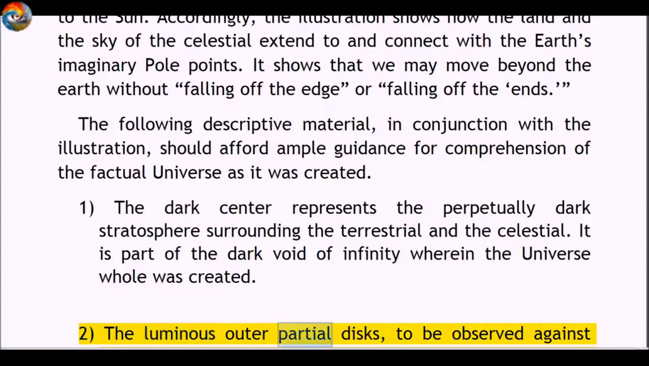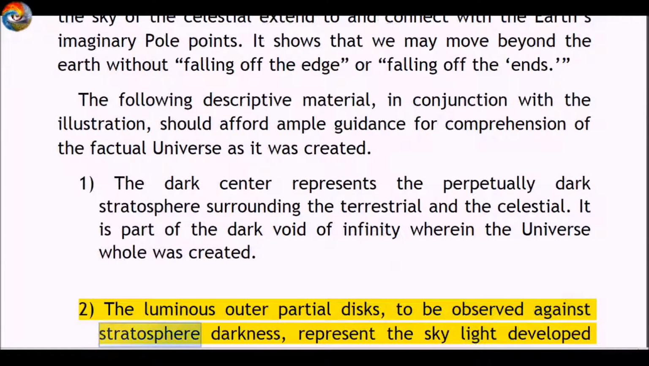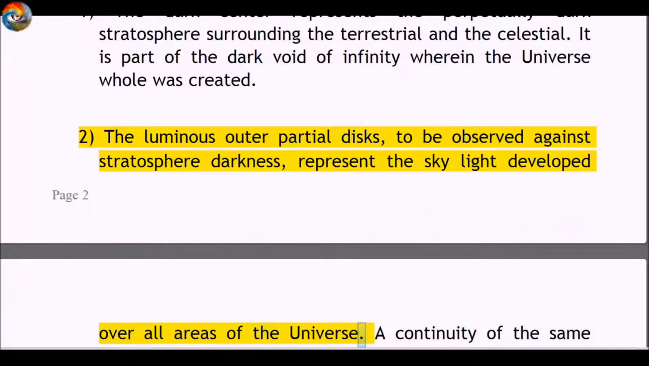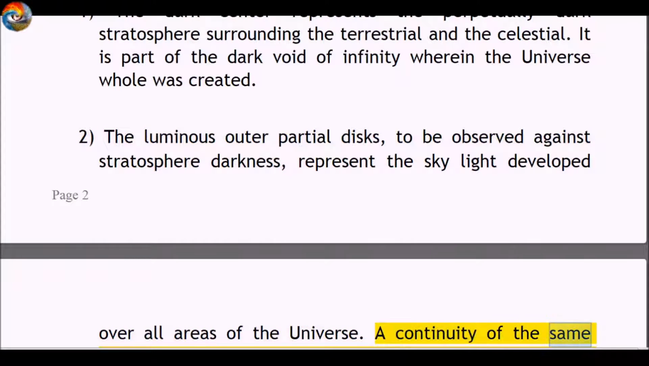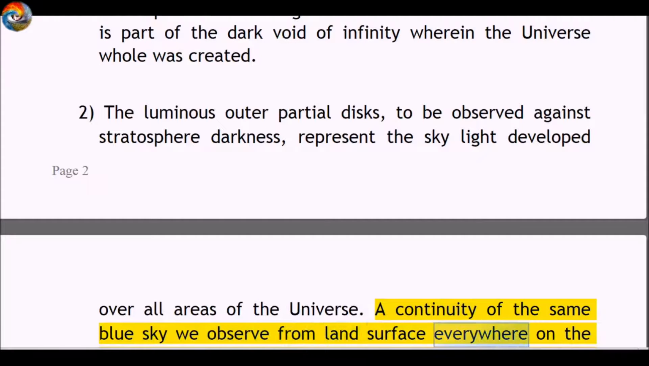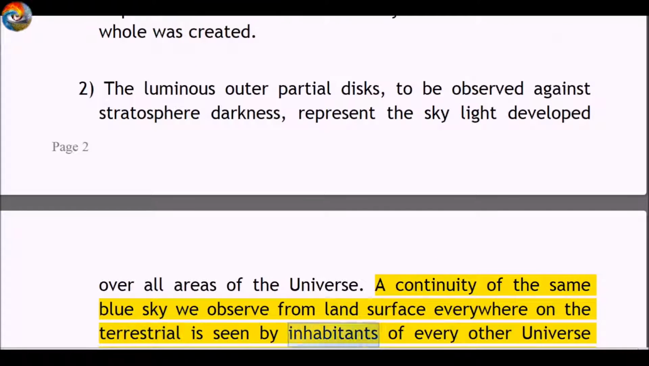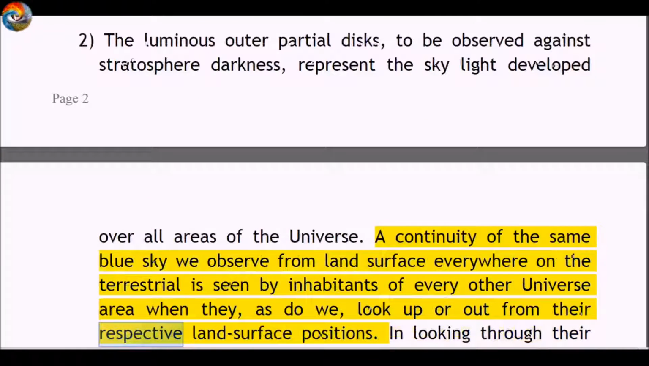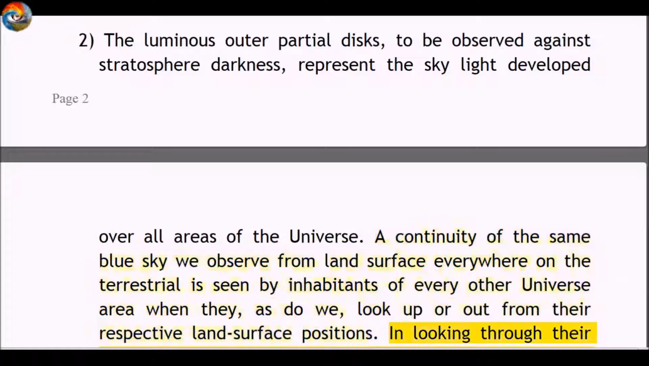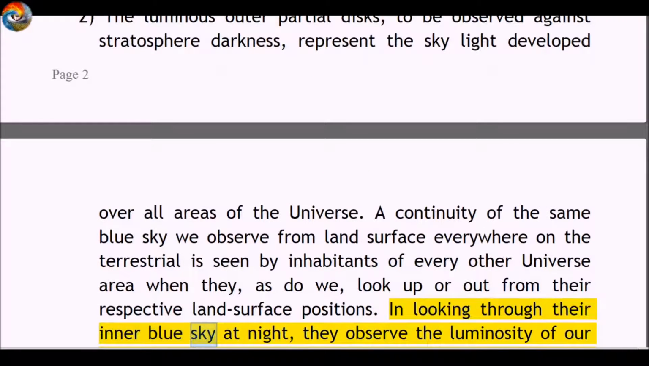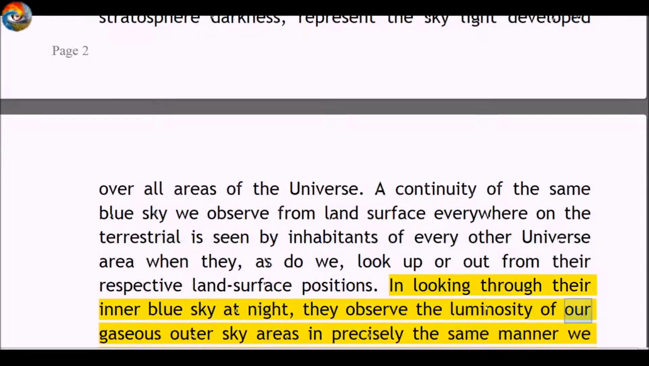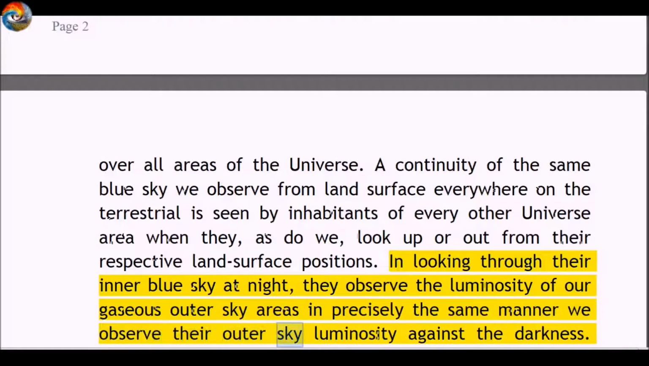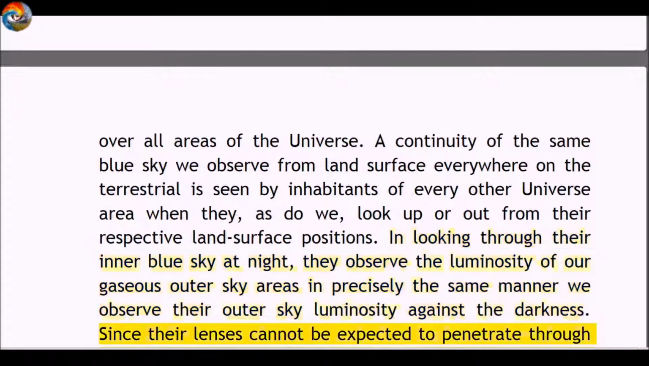2. The luminous outer partial disks, to be observed against stratosphere darkness, represent the skylight developed over all areas of the universe. A continuity of the same blue sky we observe from land surface everywhere on the terrestrial is seen by inhabitants of every other universe area when they, as do we, look up or out from their respective land surface positions. In looking through their inner blue sky at night, they observe the luminosity of our gaseous outer sky areas in precisely the same manner we observe their outer sky luminosity against the darkness.